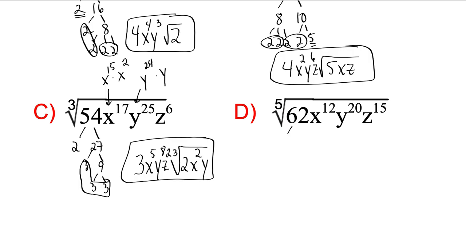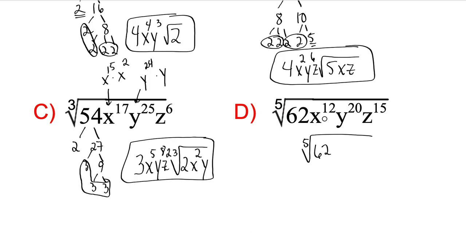All right, so 62, break it down. 2, 31, and 31 is prime. Okay, so if we look at these, we can't really do anything with the 62. So let's get rid of that and just leave it. So 62 back underneath there. And then we're dividing exponents by 5 and see what we got left.